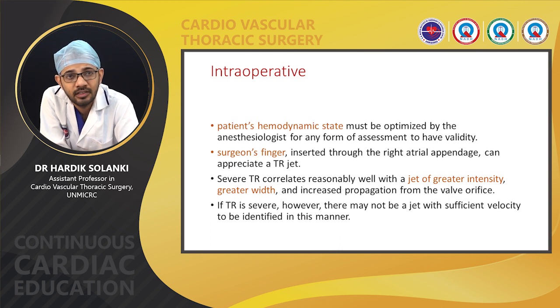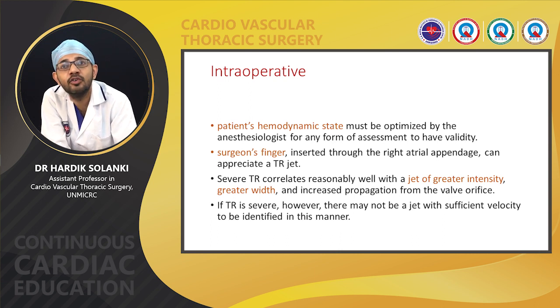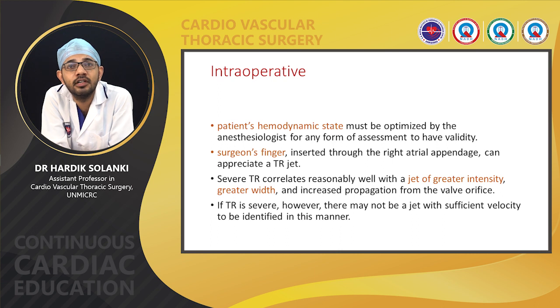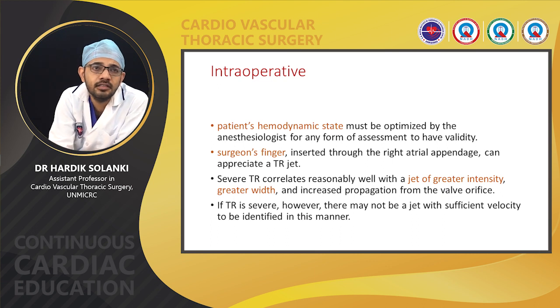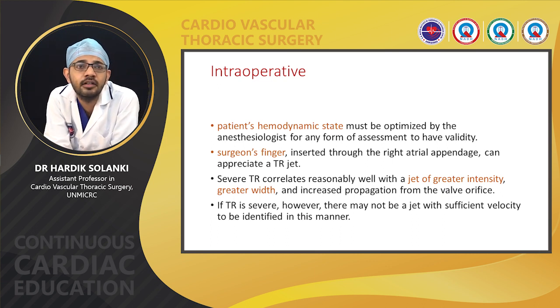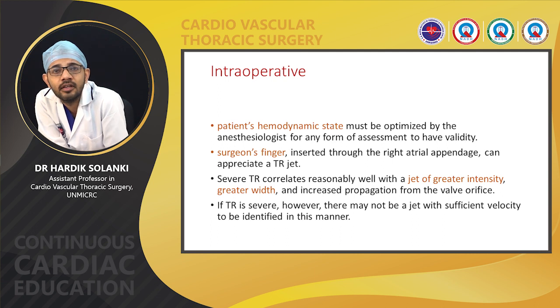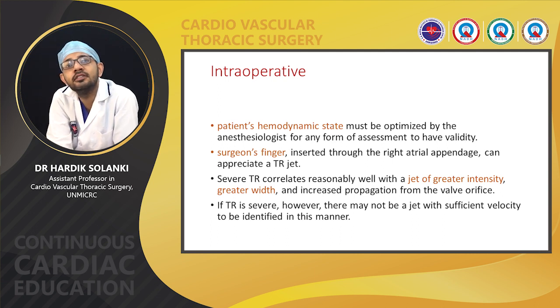Intraoperative. A patient's hemodynamic state must be optimized by the anesthesiologist for any form of assessment to have validity. When the surgeon's finger is inserted through the right atrial appendage, we can appreciate a jet of tricuspid regurgitation. Severe tricuspid regurgitation correlates with a jet of greater intensity, greater width, and increased propagation from the valve orifice. If the TR is very severe, there may not be a jet with sufficient velocity to be identified in this manner.